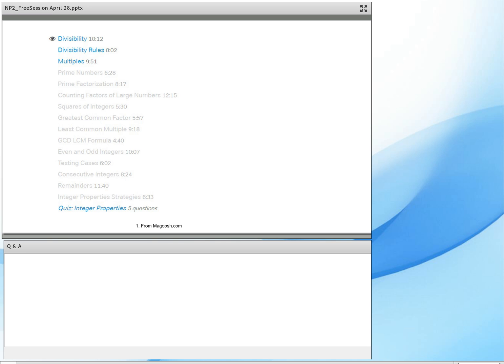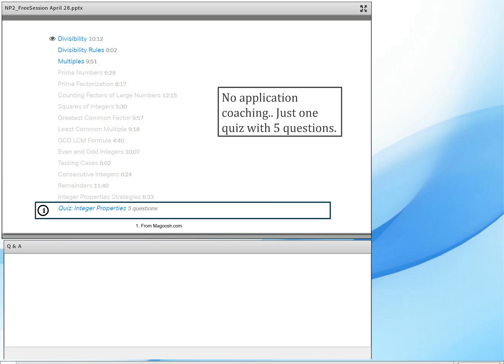Again, compare this to the Magoosh course. What you see is there's one quiz out there towards the end, but again, there's no score. The idea is to just give you practice, but not feedback. Remember, this quiz is also common not only to divisibility, but to primes and GCF and LCM.